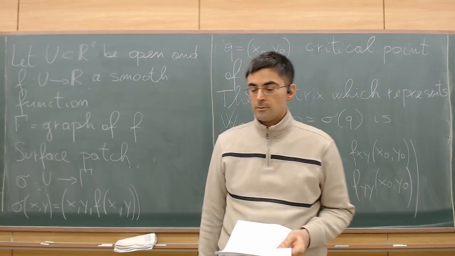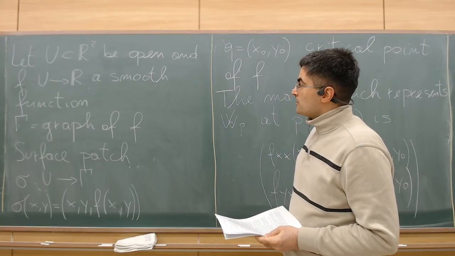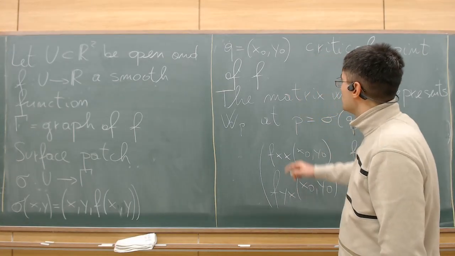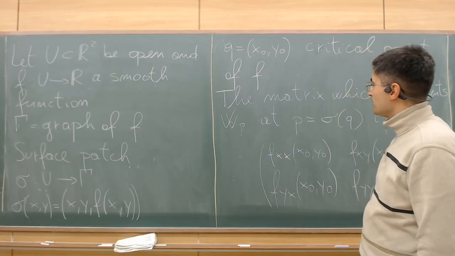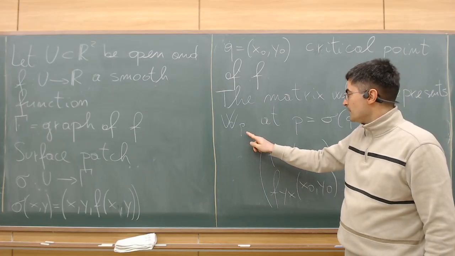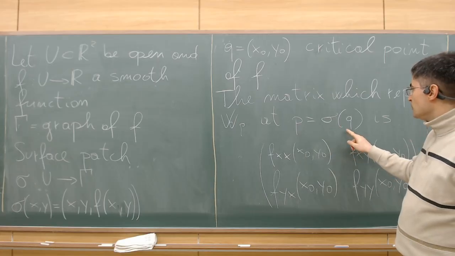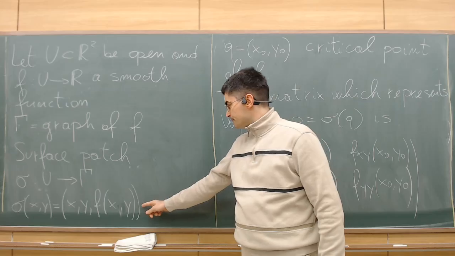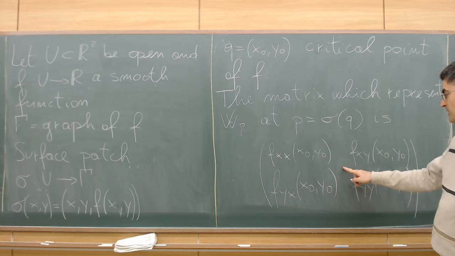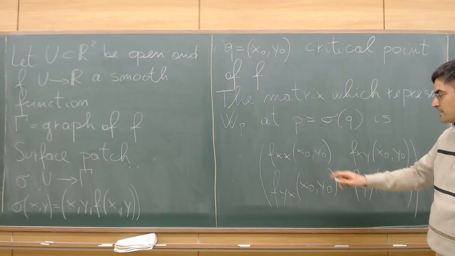Good afternoon. During the last lecture, we considered the example of a graph of a function f having a critical point q, and we computed the matrix which represents the Weingarten map W_P at the point P given by the image of Q by the surface patch sigma. We found that this matrix is a matrix whose entries are the second derivatives of f at the point x0, y0.